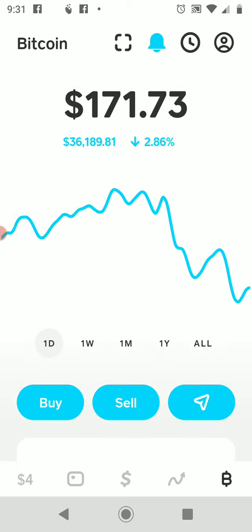And as you can see here, I have $171.71 invested in Bitcoin. First of all, you can buy fractional shares of Bitcoin. So you don't have to buy one whole Bitcoin, which is worth right now 36,000. Most people don't have that laying around to purchase. So I invested a much smaller amount than that, as you can see there.